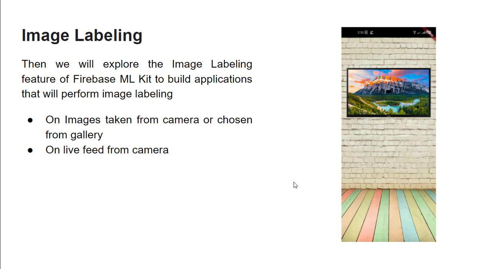After that, we will explore the image labeling feature of Firebase ML Kit to build applications that will perform image labeling on images taken from camera or chosen from gallery. Then we will build Flutter application in which we will use the live camera footage for image labeling.